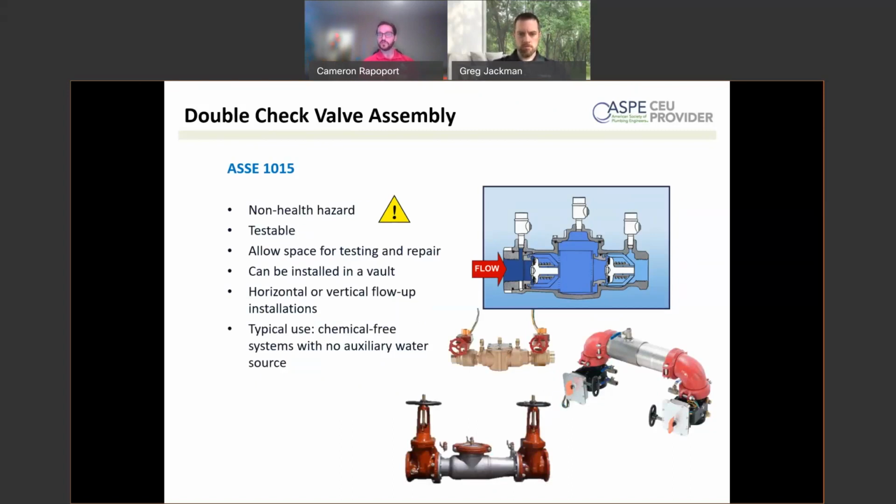So you do have to allow space for testing and repair. Please allow space for testing and repair. I know that mechanical rooms are getting tighter. They want you to fit more things into a smaller space, but you really need space around that backflow preventer because someone is very likely going to be in there testing it every year. These can be installed in a vault. They can be installed below ground, which you can't do with an RPZ. They can also be installed vertically. So you do see those, but typical use is chemical-free systems, no auxiliary water source.